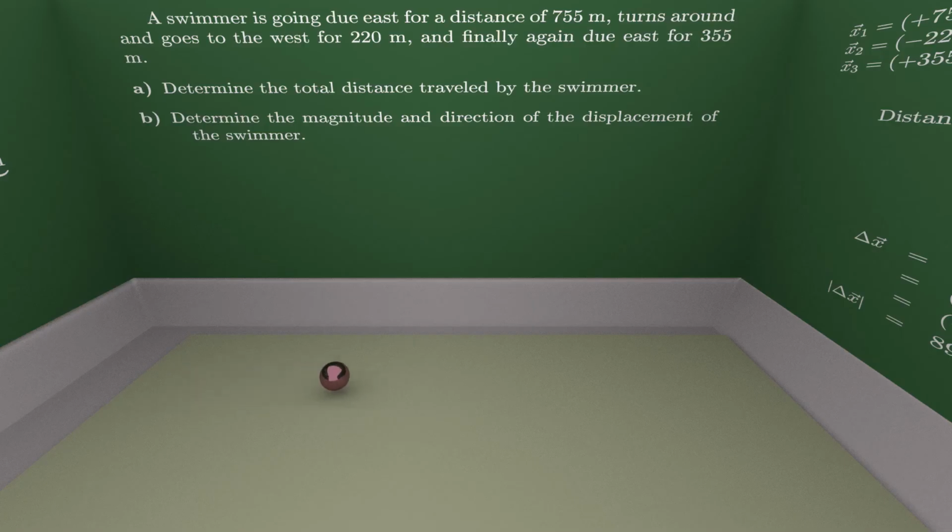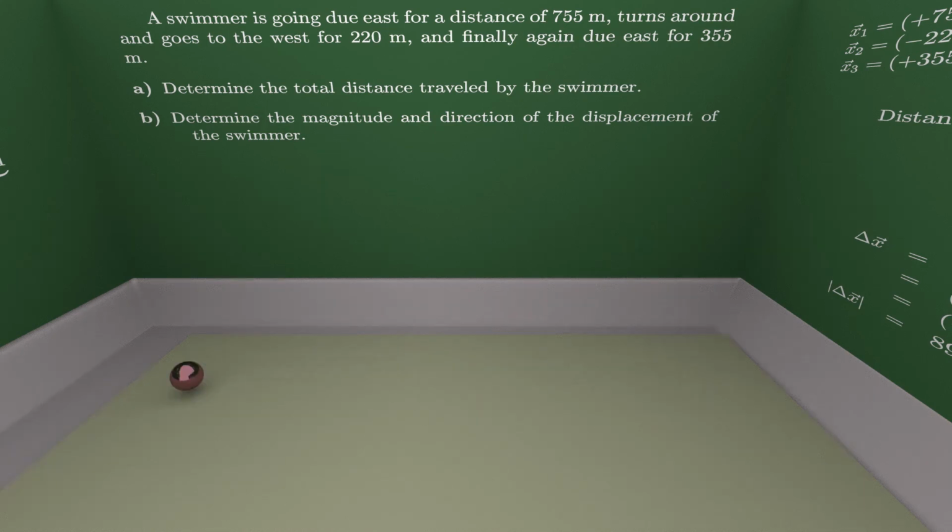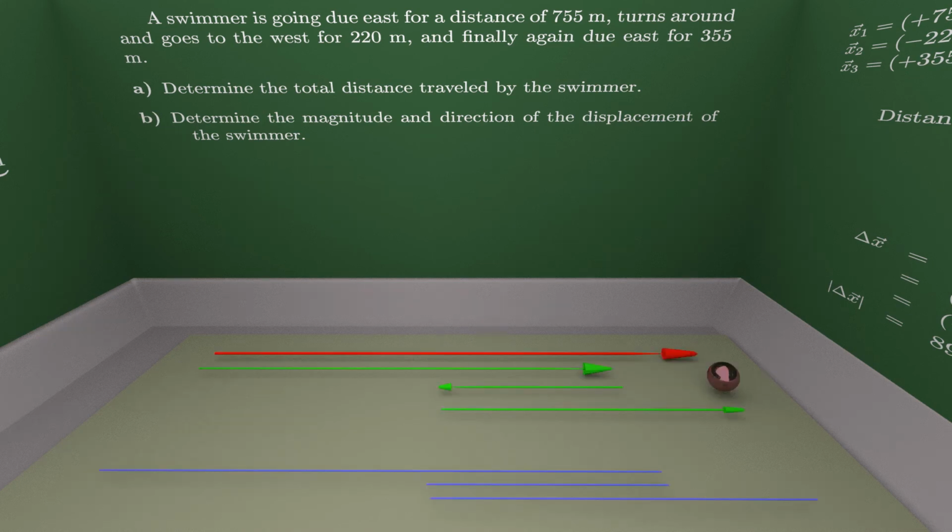Let's see again the full motion. It is obvious that the only thing one needs to determine the displacement is to know the initial position and final position. Displacement is denoted with the red vector.